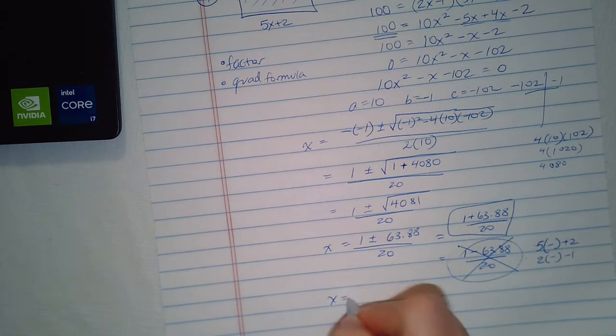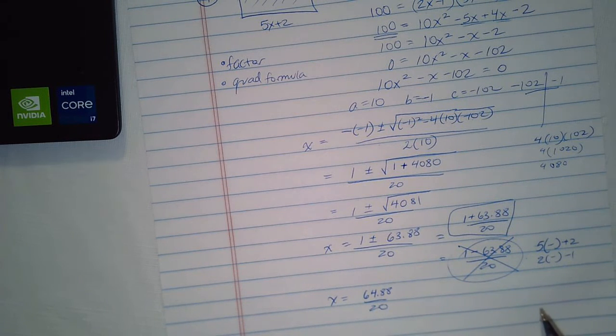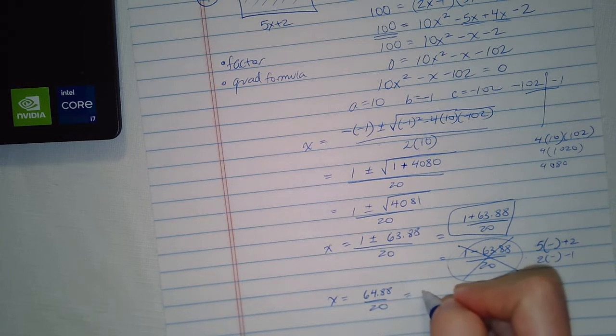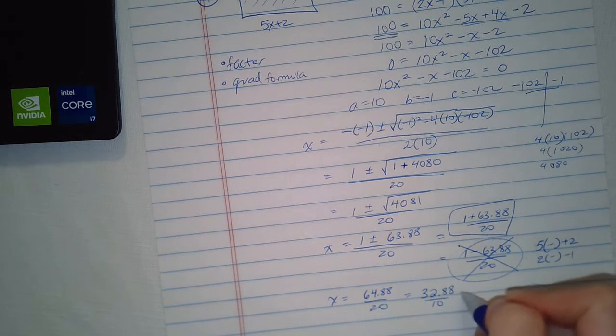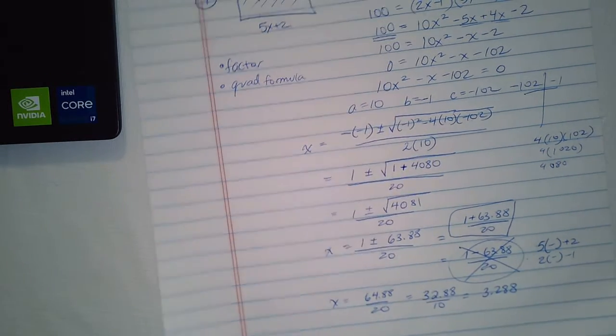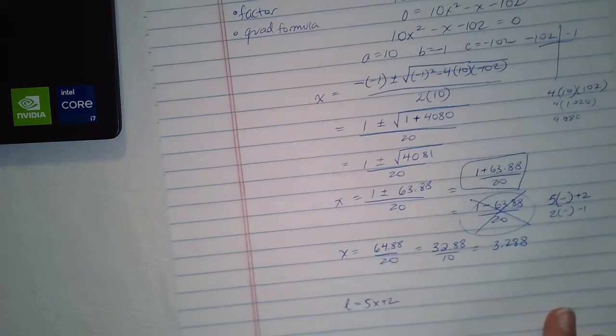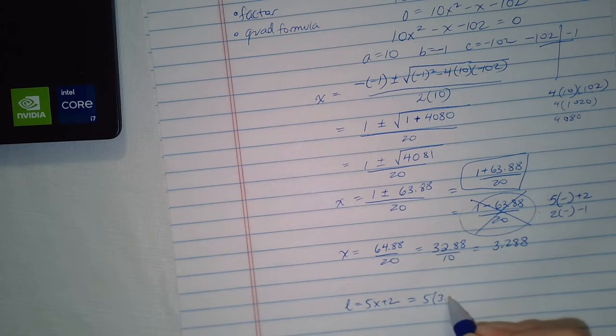Let's just clean it up a bit. X equals 1 plus 63.88, 64.88 over 20. Okay, so if we divide by 2, it's going to be 32.88 divided by 10. Okay, so we still have 3.288. And that means that our length and width. So our length was 5x plus 2. So 5 times 3.288 plus 2. And our width was 2x minus 1. So 2 times 3.288 minus 1. So 15 and change.